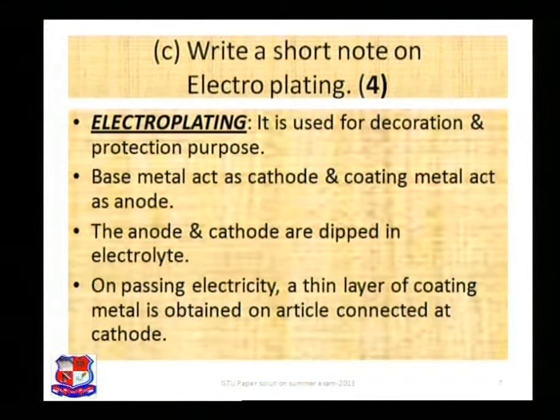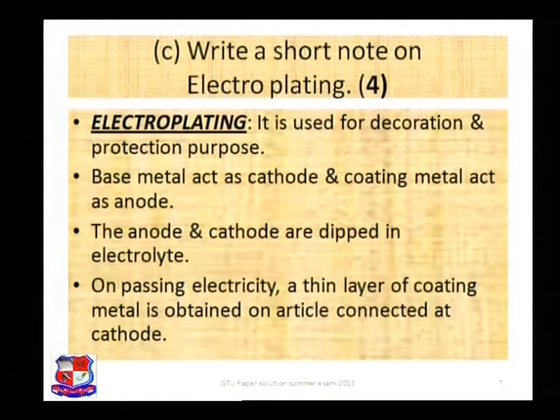Now what is base metal? The metal on which you want to coat something is your base metal, and the metal of which you want to do the coating is the coating metal. So base metal is going to act as a cathode and coating metal is going to act as an anode. Suppose you have a spoon, then the iron spoon is your base metal, and if you are planning to coat chromium on the iron spoon, then your chromium is your coating metal and your iron spoon is your base metal. This one has to be remembered.